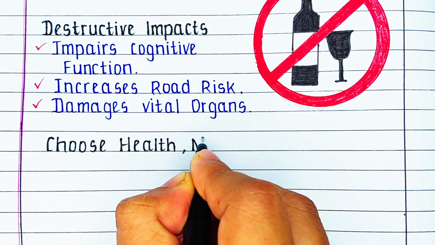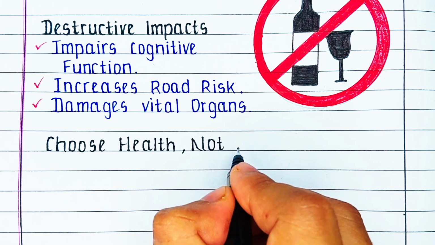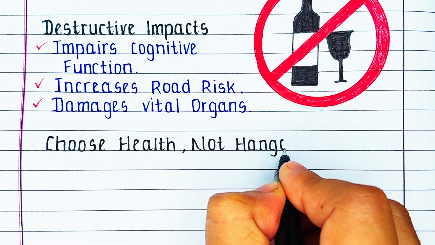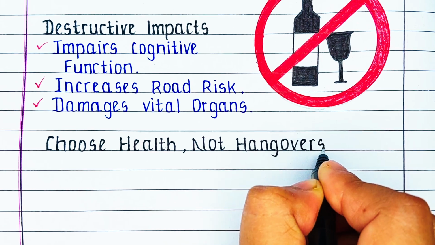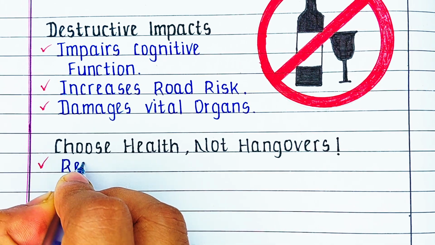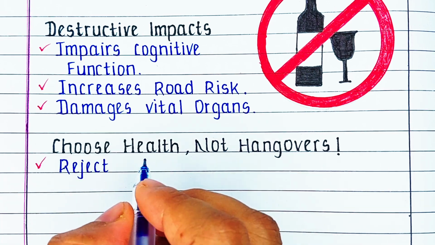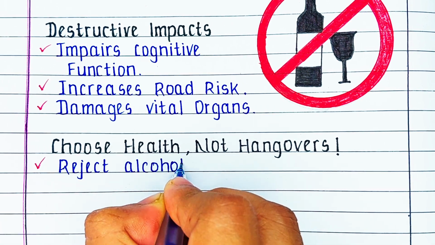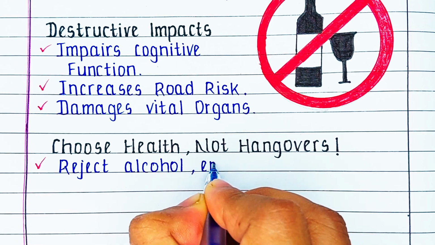In the next part of our poster, we will continue with our suggestions that need to be followed in order to solve this social issue. We will start with a catchy slogan. Here, for example, I am writing, choose health, not hangovers.